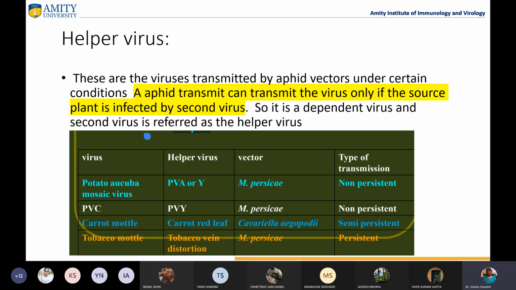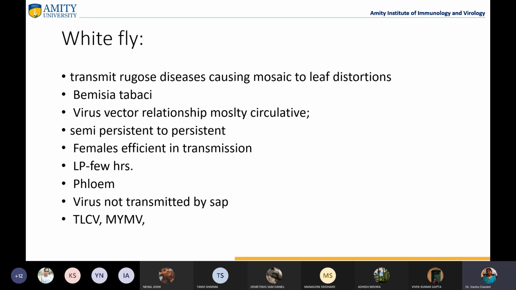For example, this is the potato Acuba mosaic virus. It has PVA, potato virus A or Y, as a helper virus and is transmitted by Myzus persicae, and it is a non-persistent mode of transmission. Then carrot mottle has carrot red leaf as a helper virus, transmitted by, again, Aegopodii species in a semi-persistent mode. So these are just examples of a helper virus.